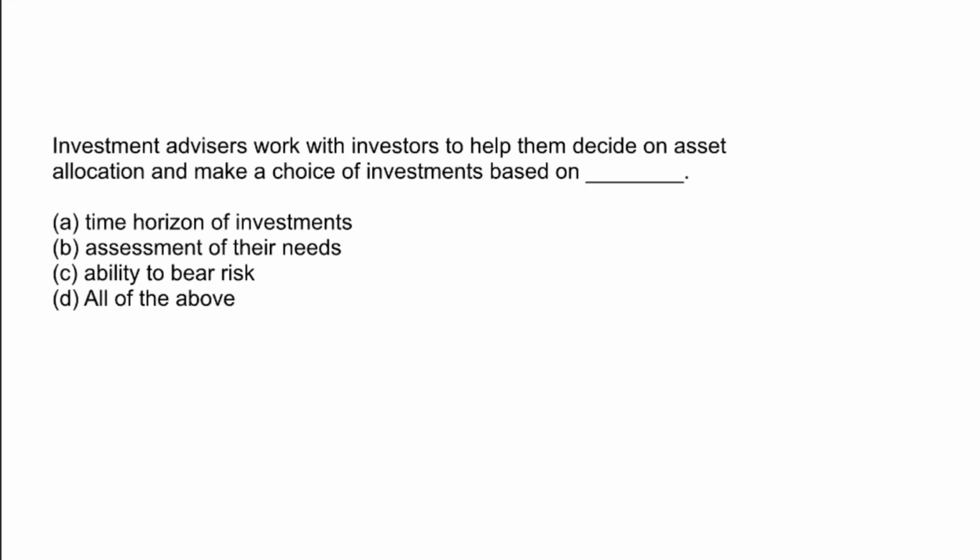Going to the next question, investment advisors work with investors to help them decide an asset allocation and make a choice of investment based on A, time horizon of the investments. B, assessments of their needs. C, ability to bear risk. D, all of the above. And the correct answer is all of the above.